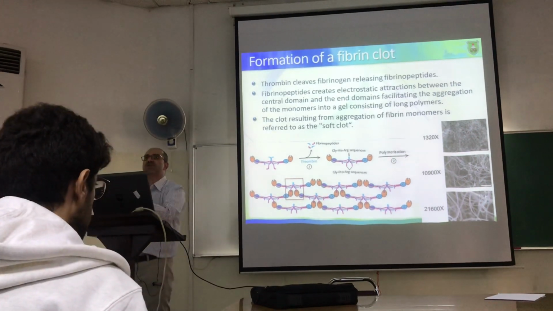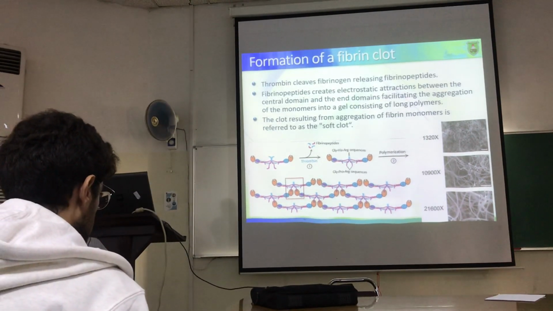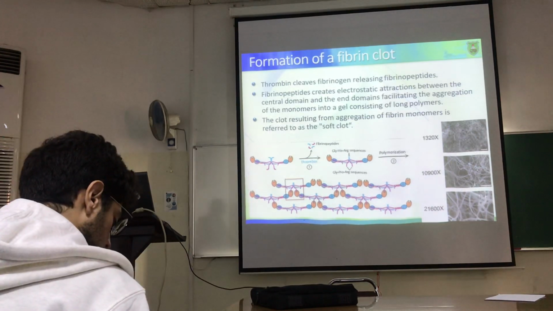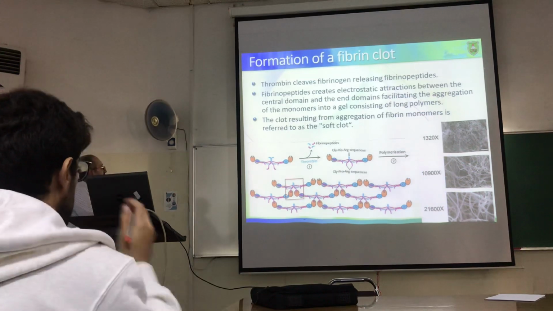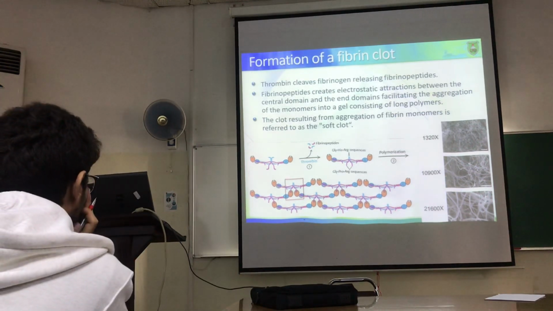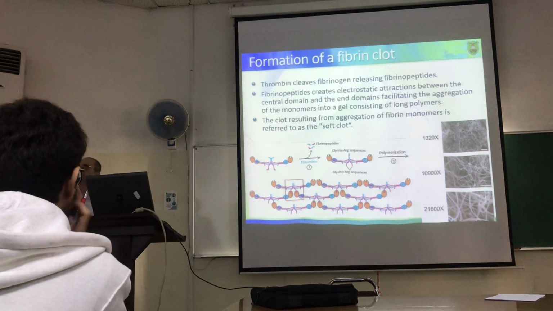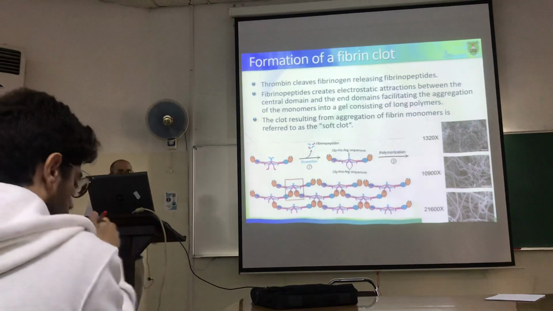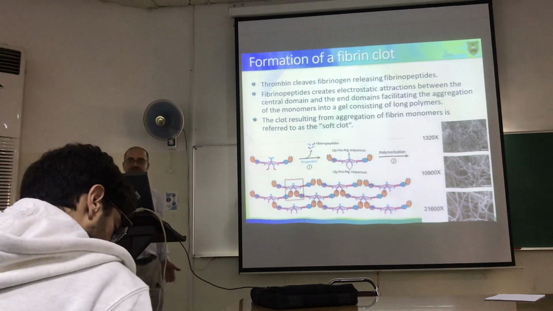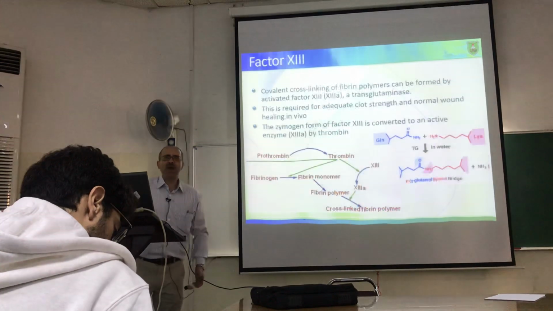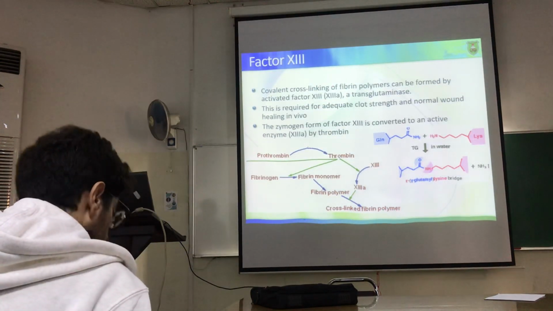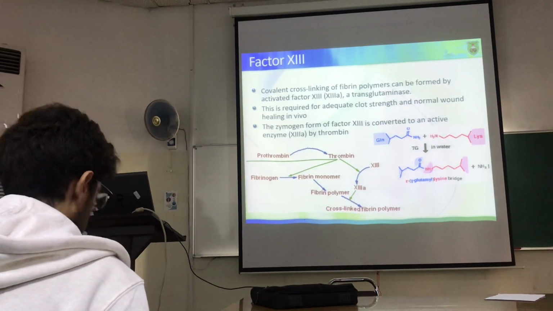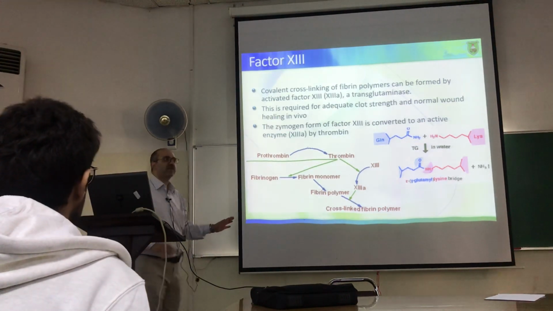And this clot is known as a soft clot. Why? Because this interaction between this part and the globular heads is via electrostatic, non-covalent interactions. Okay, so it's a soft clot. But how can we make it a hard clot? By another factor. This time, this factor is known as factor 13.